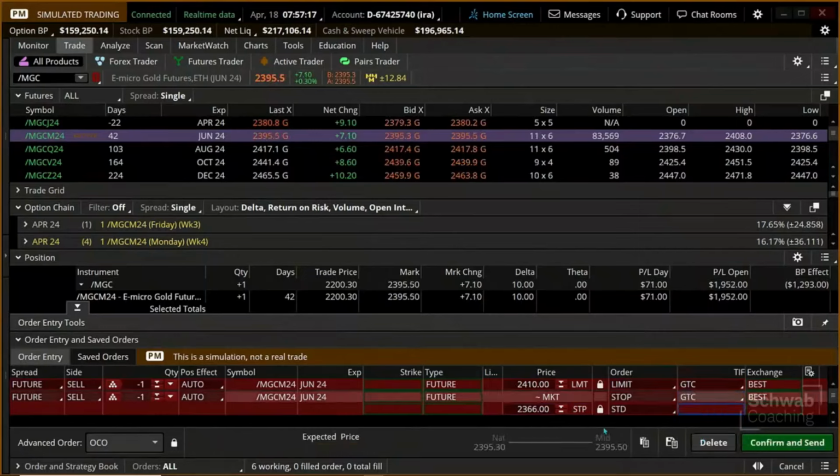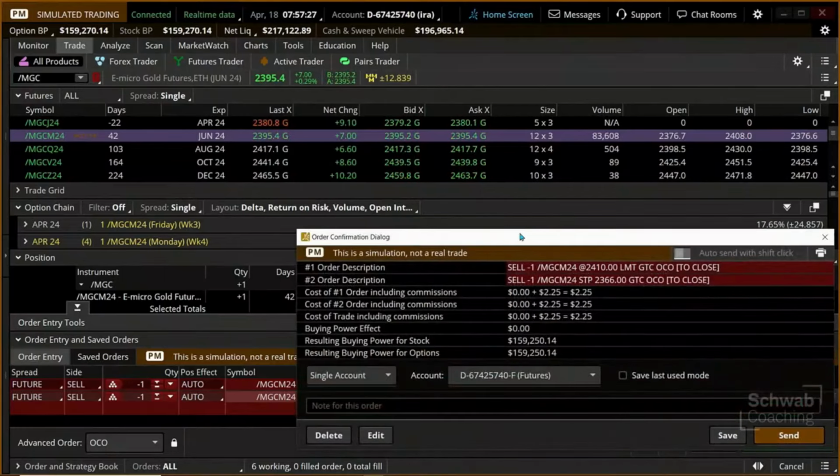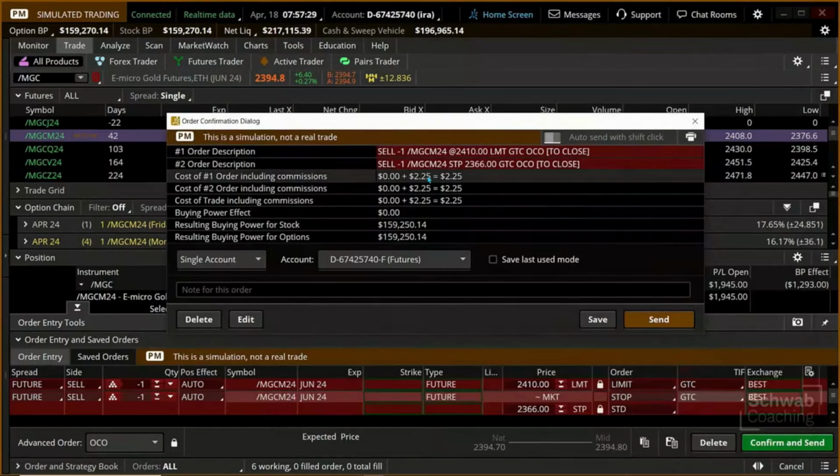Now, when we do that, this is just a bracket. If it goes to the target, it cancels the stop. If it goes to the stop, it's going to cancel the target. That's all it is. We're now going to go down to where it says confirm and send. And note, it's not going to be two commissions. It's going to be one commission, either going to the target or the stop. Now, remember, this is good till canceled.